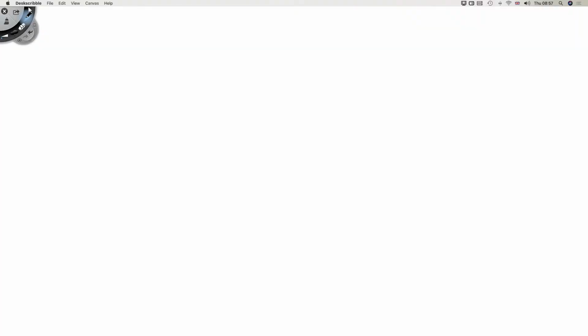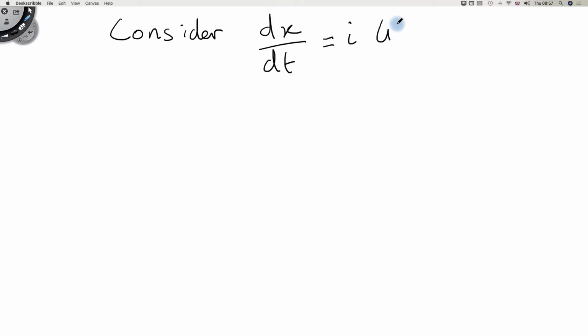Okay, so working through on the board today, we're considering this case when dx/dt is i, where of course i is the square root of minus 1, times omega x, and my claim is that this gives sinusoidal solutions.